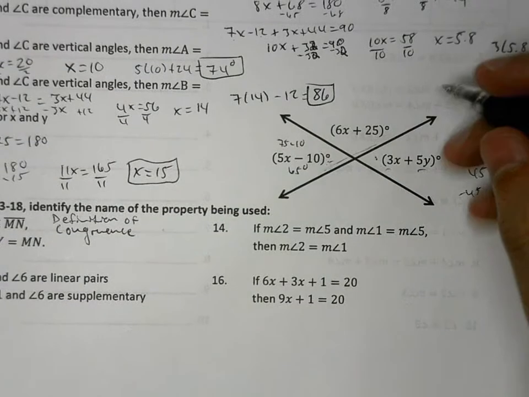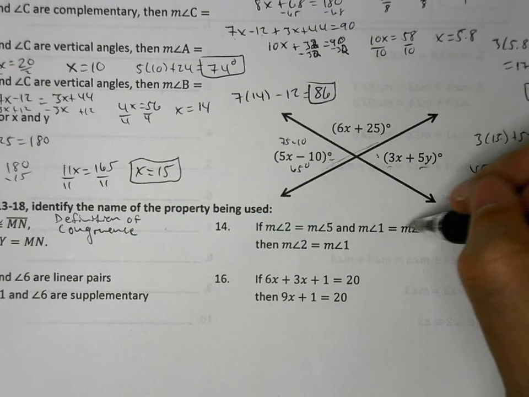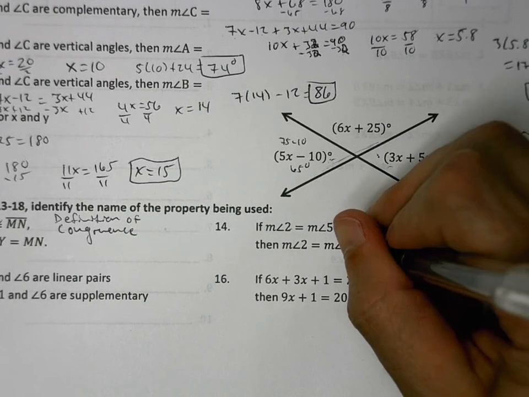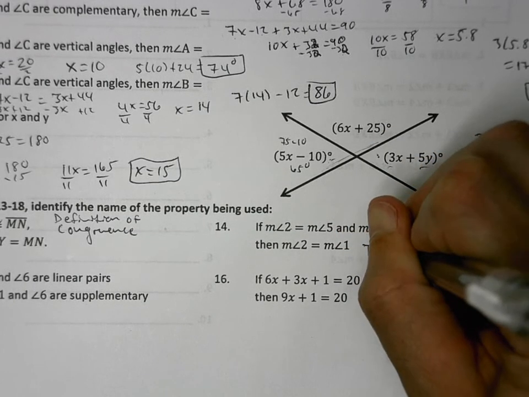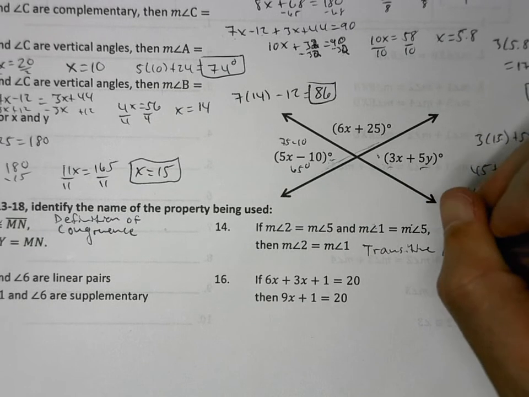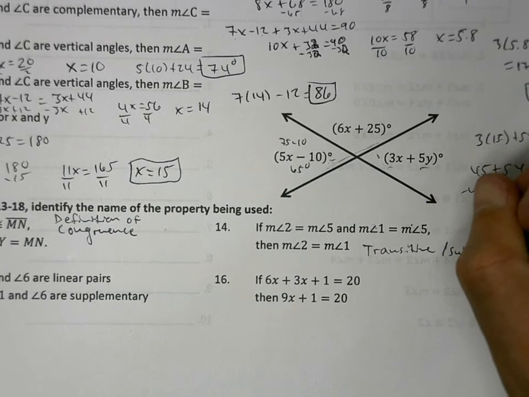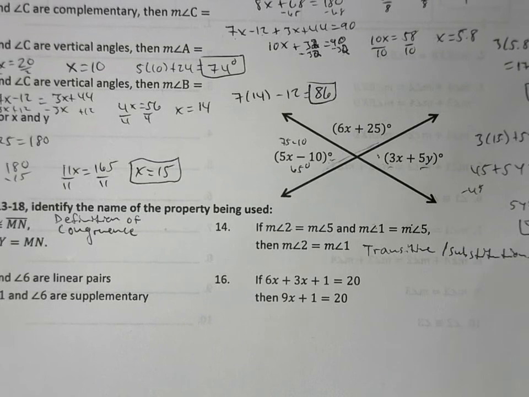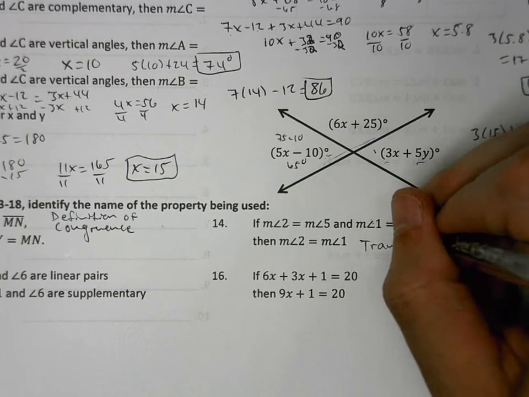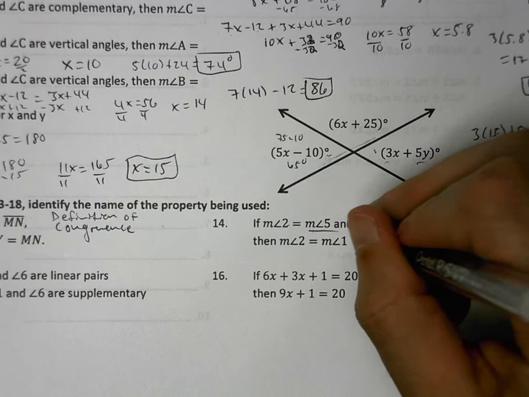For number 14, if 2 equals 5 and 1 equals 5, therefore 2 and 1 must equal each other. So that would be the transitive property. I would also accept the substitution property, because you're basically replacing angle 5 with angle 1.